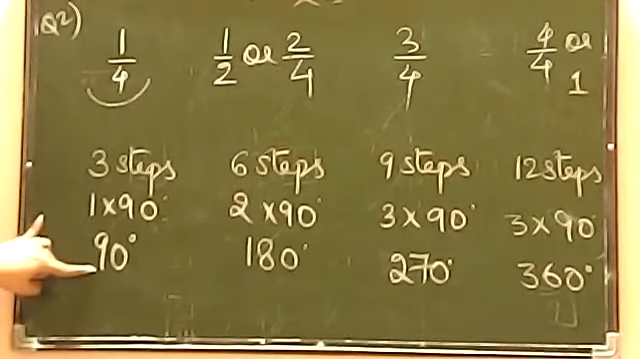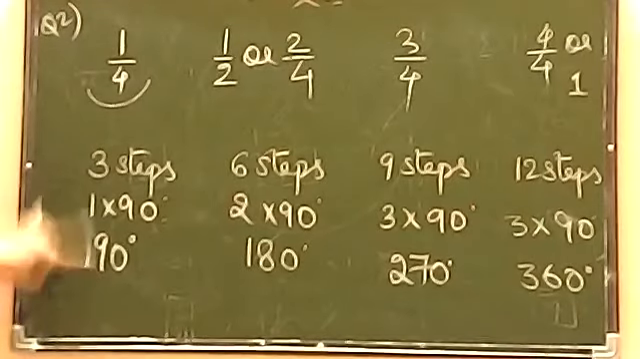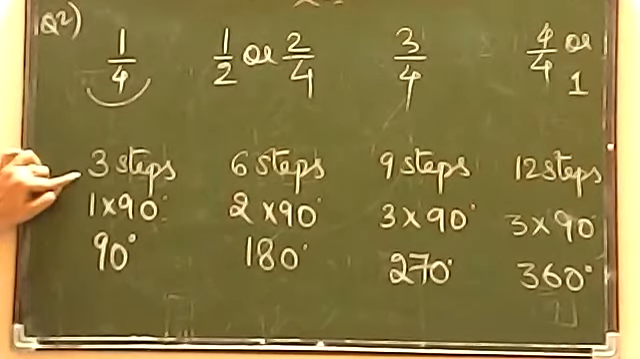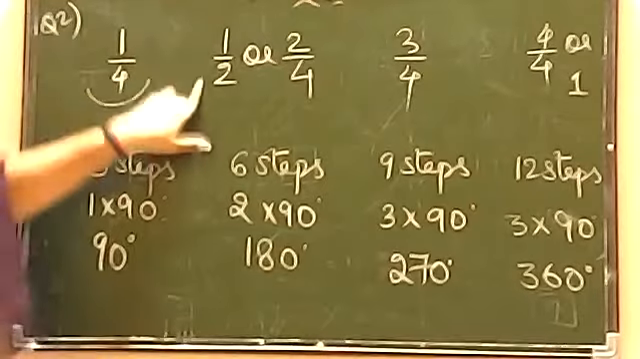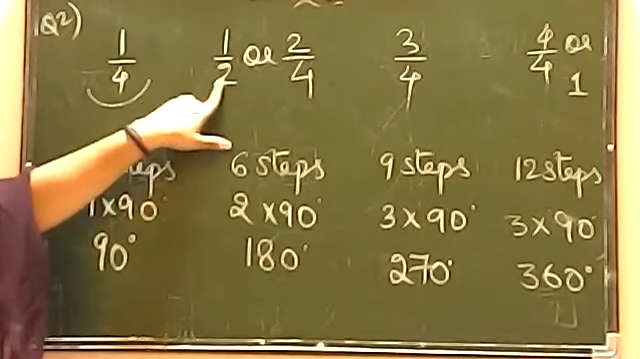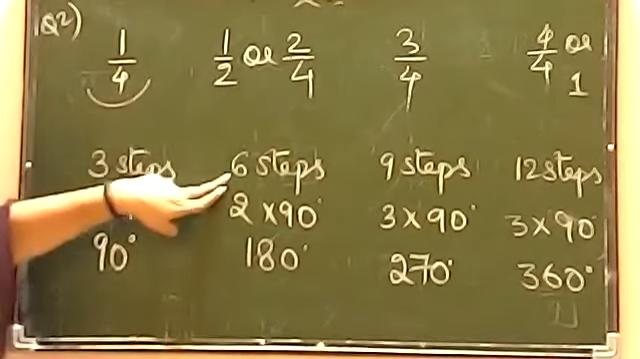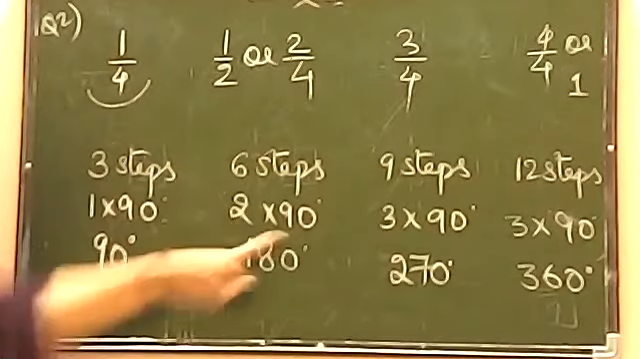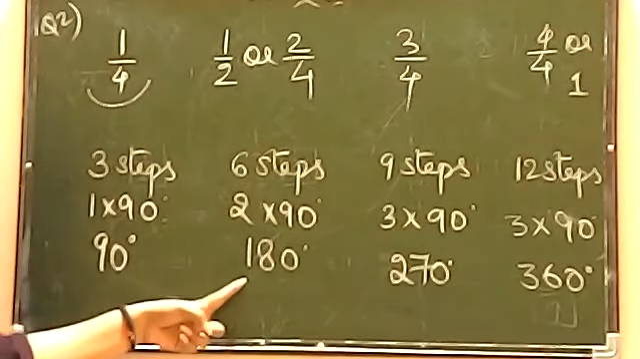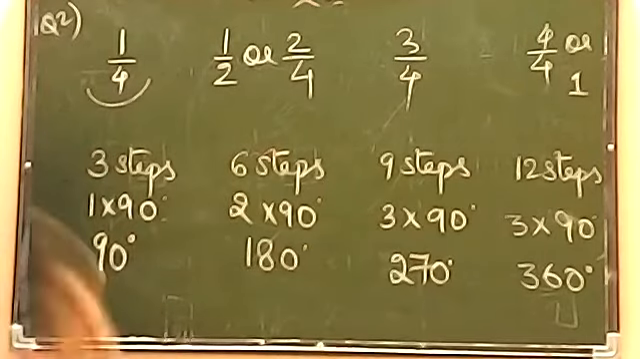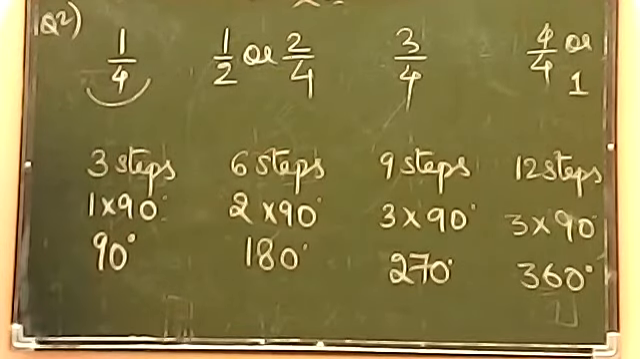1 right angle means 90 degrees. 90 degrees means 3 steps. Okay, 1/2 means 2/4, which means 2 portions. That is 6 steps. 2 into 90 will give you 180 degrees, because 3 steps is 90, so 6 steps is 180.